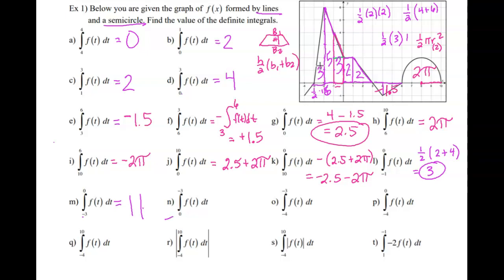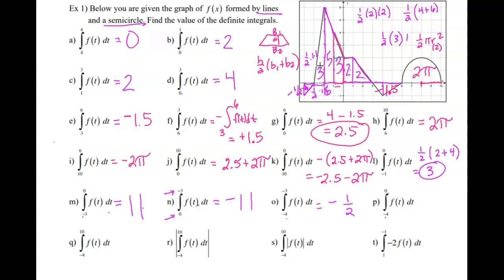Part N, you'll have to notice that they reverse the limit. So we're going to take the opposite of what we did in M, because we would be going backwards. Okay. For part O, from -4 to -3, that's in the right order, from smaller to larger. Our area is under the axis, so we're going to get a negative integral value. So 1/2, our base is 1, and our height is 1, so we get 1/2. You can write a decimal if you like. So from -4 to 0, this was -1/2.